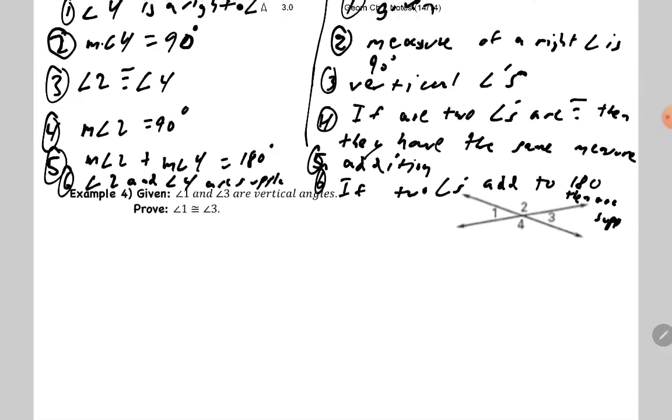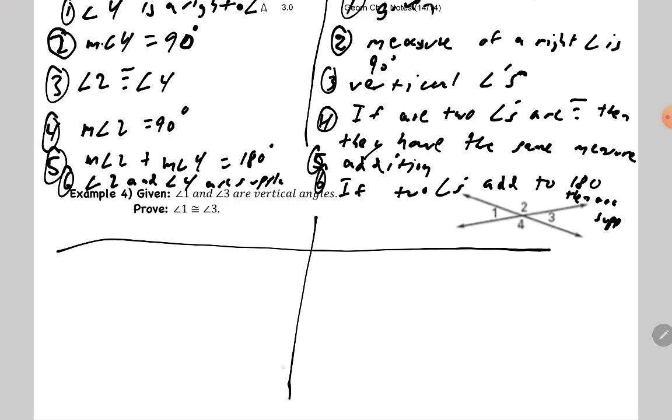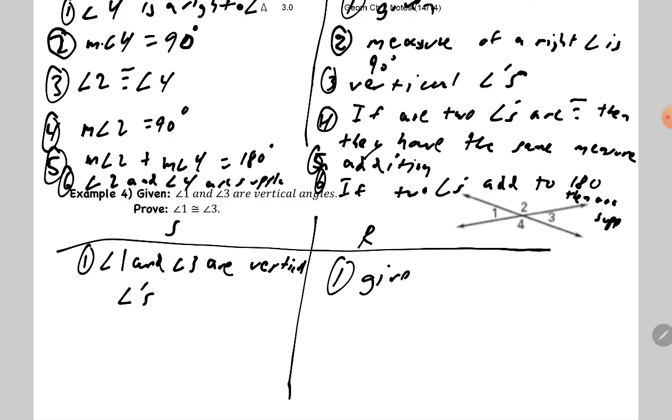All right, let's do one more. Angle 1 and angle 3 are vertical angles. So sometimes the diagram will give us stuff, and for some reason they don't state it. And oh wait, never mind. No, there's no need. I'm sorry. So I write down our given. Angle 1 is congruent to angle 3. Or no, angle 1 and angle 3 are vertical angles. That's given to us.